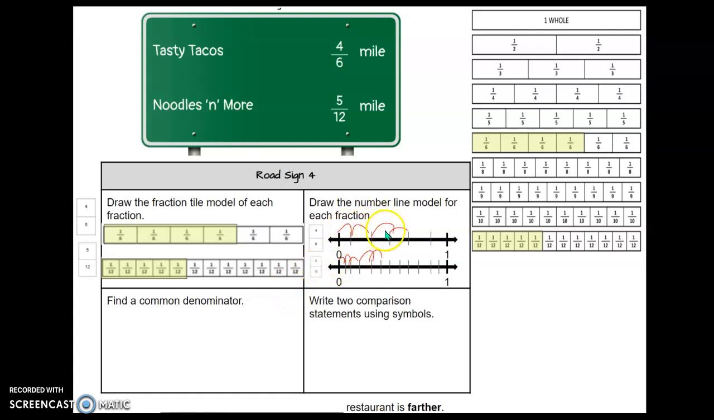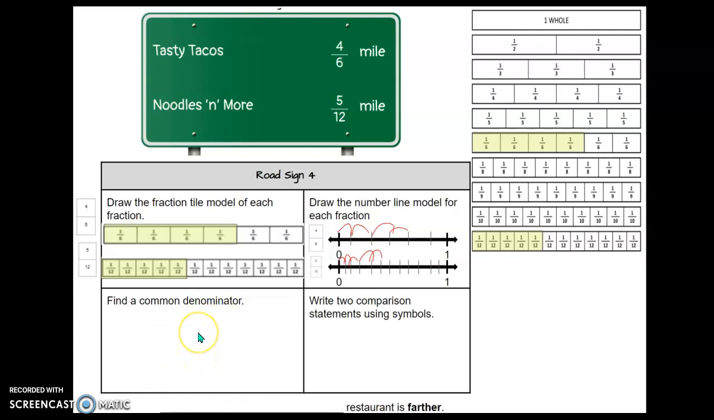And again, I'm able to see that 4/6 is longer or goes farther than 5/12, or 5/12 is shorter than 4/6 because it doesn't go as far. The other way I can do this is with my common denominator, and Miss Belts made a mistake yesterday, so I'm very sorry. So for today, we're going to do it the right way.